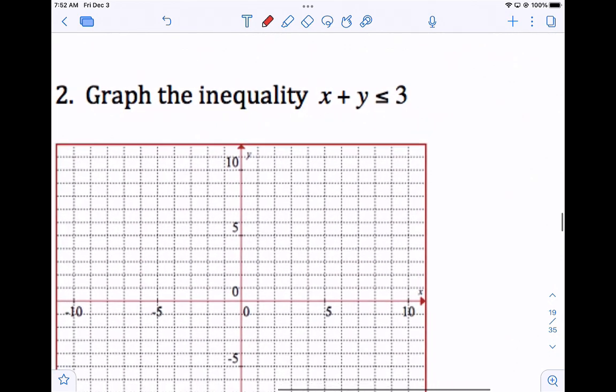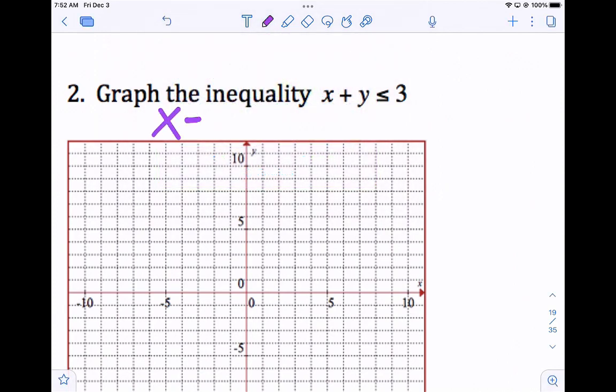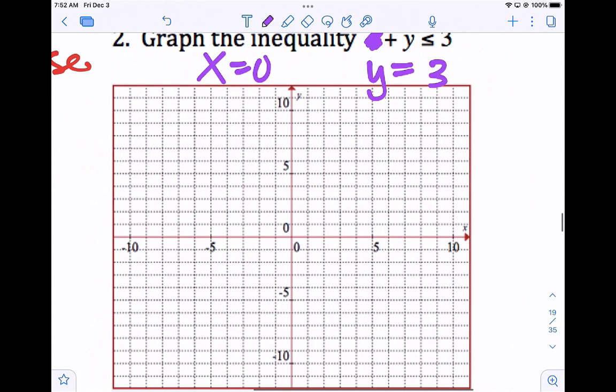All right, let's try the next one. x plus y equals 3. Let's say x equals 0. We'll cover it up and then make an equation. Oh, and this one's easy because it's just y equals 3. So we'll graph where y equals 3, and there's our first point.